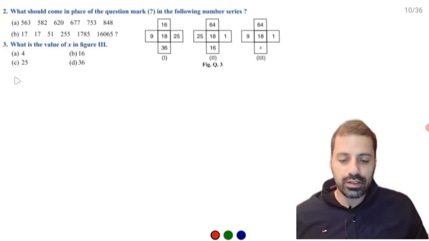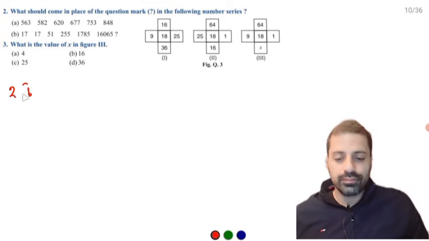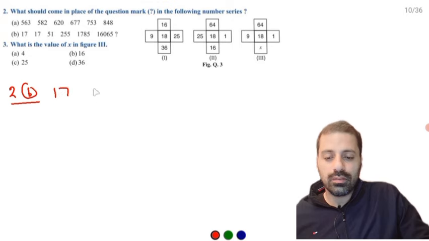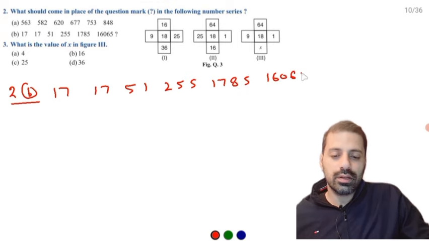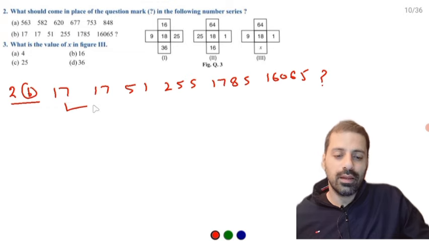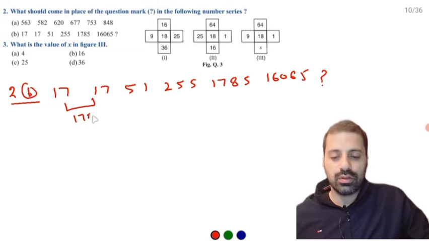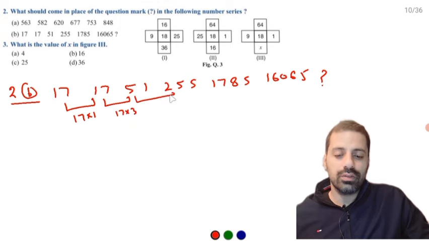I hope you understand this question very well now. Now comes the second part of this question. 17, 17, 51, 255, 1685, 16065. We have to find one more term. So it is 17 times 1 is 17. Now 17 times 3. Now 51 times 5. So you can see the logic here.